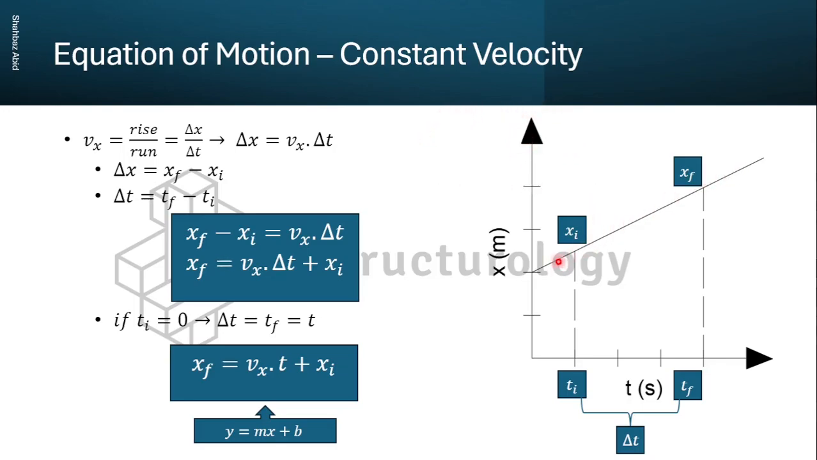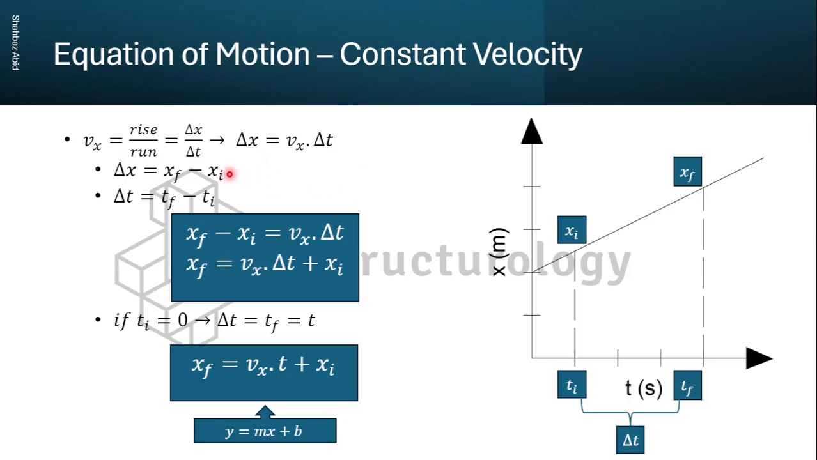So the slope of the position versus time graph is known as velocity. Velocity is going to be rise over run, which is basically the slope of the position versus time graph. Rise is going to be displacement, which is final position minus initial position, and run is going to be delta t, which is final time minus the initial time. If I rearrange this equation, delta x is going to be v sub x times delta t. Delta x, again, we know is final minus initial position, and delta t is final time minus the initial time.